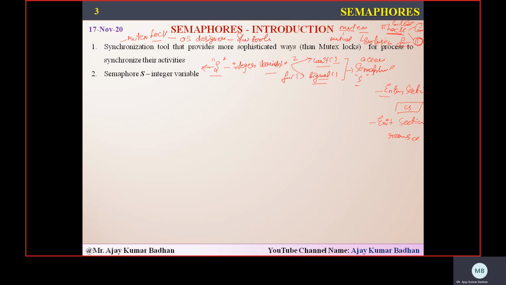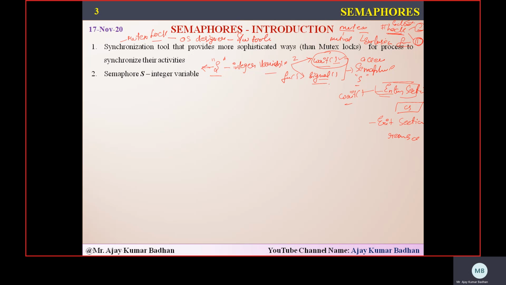Here, this entry section is replaced with the wait operation. Whenever a process wants to enter a critical section, from now onwards that process will execute the wait operation. In this wait, if the critical section is available, then it will be allocated to that process. In case the critical section is busy, then that process will wait. That's why we represent the function as wait. The process will wait until the critical section is free.